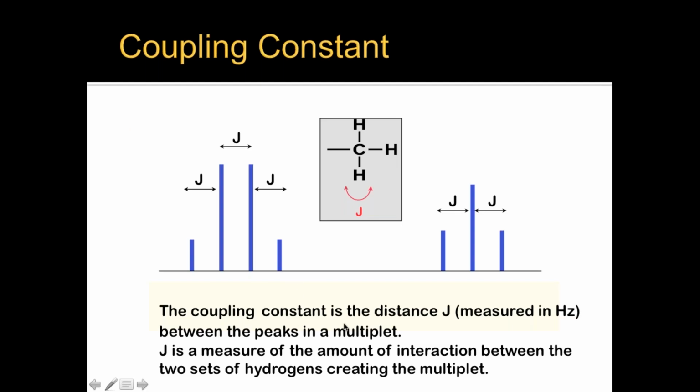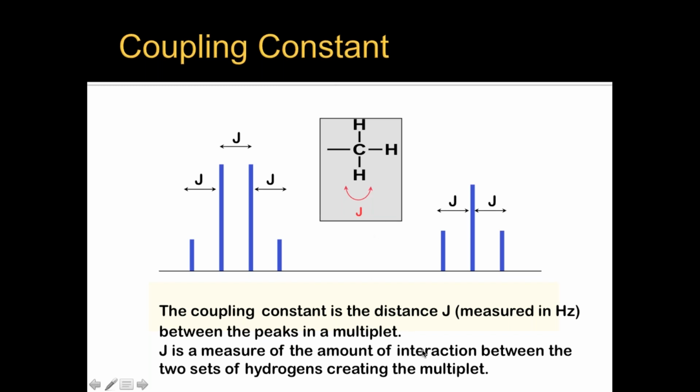Now you saw the triplet: one small, one big, one small. This is the quadret: one small, two big, one small. So what is the coupling constant? The coupling constant is nothing but the distance between the two peaks. How to calculate the distance between the two peaks? I will explain to you how.